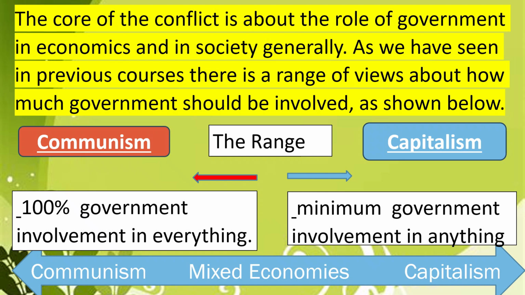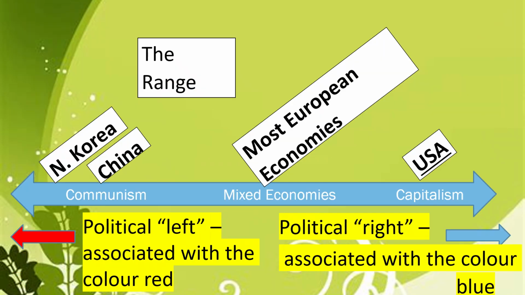The communists think 100% government involvement in everything, and the capitalists think minimum government involvement in anything. And the mixed economies are in the middle. So I put on the line here on the left North Korea as the most communist country in the world. China is close to that end. And at the other end, we have the USA. Most of the European countries are in the middle with the mixed economies.